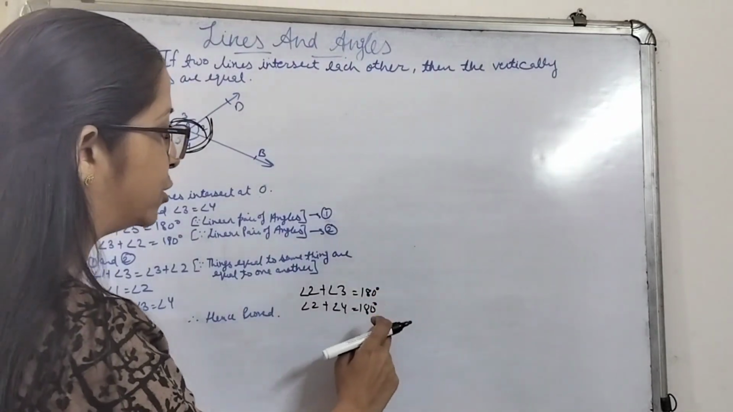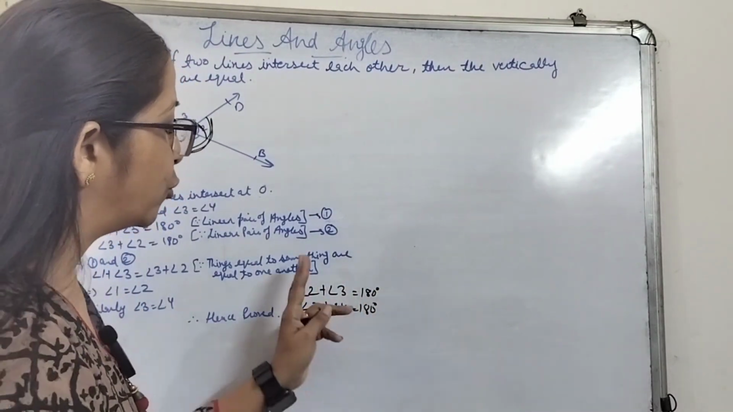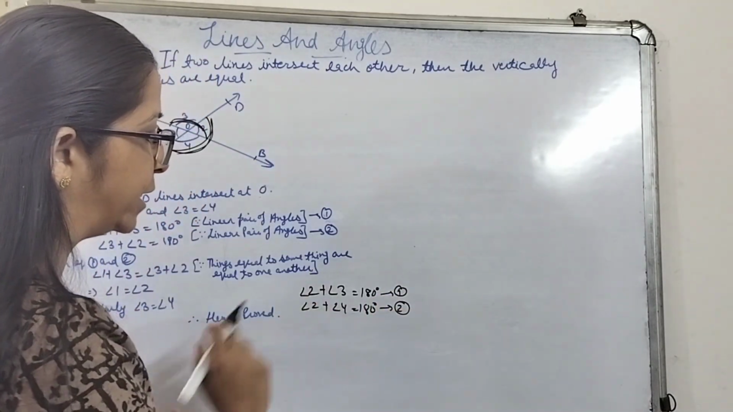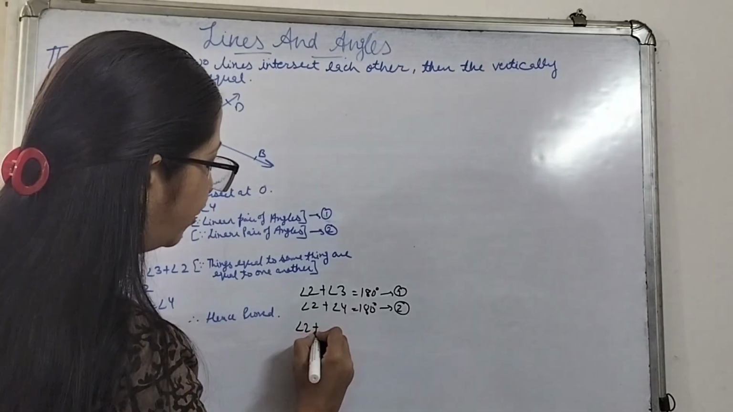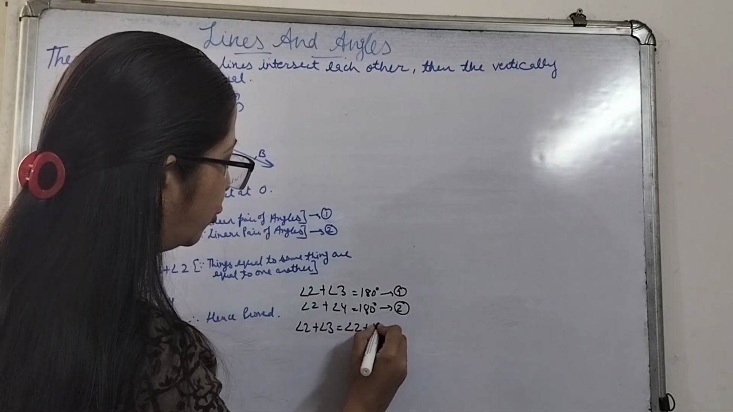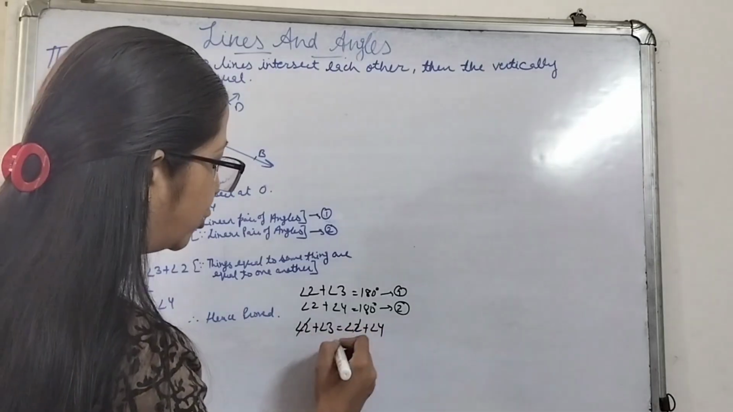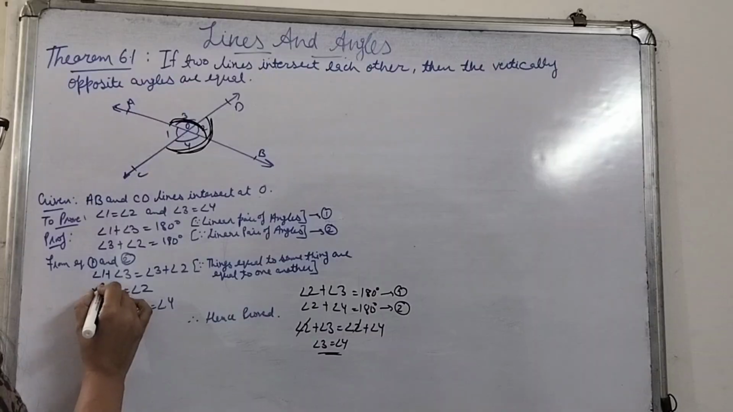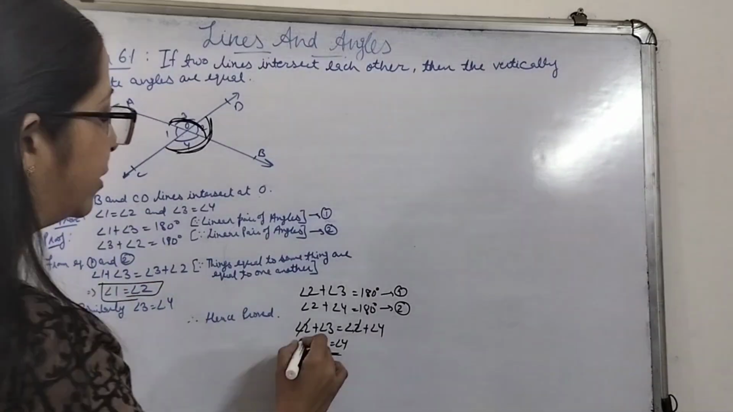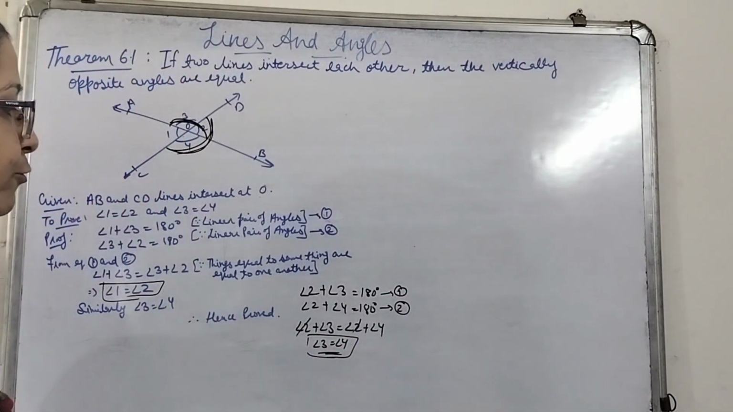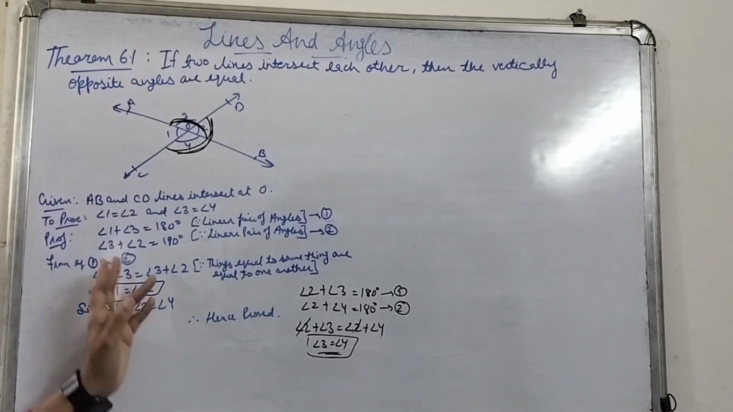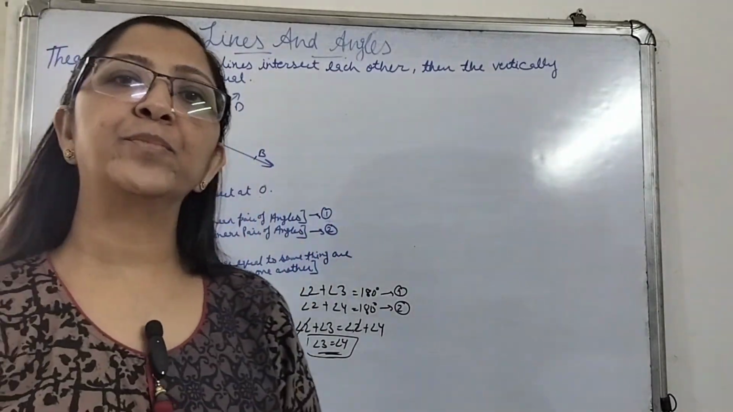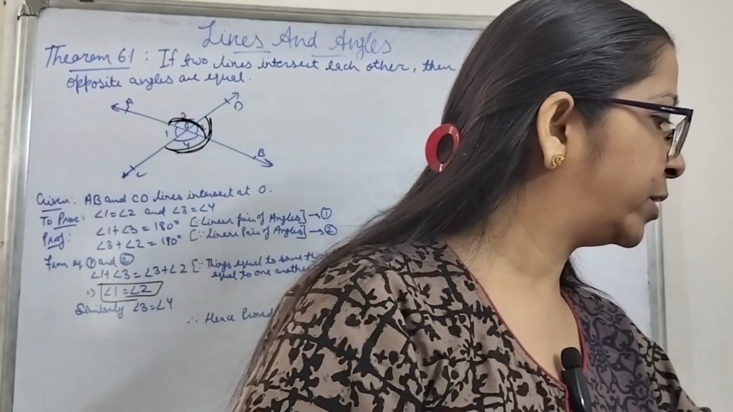Now we can see again in these two equations, the RHS part is the same. So we can equate these two equations. Suppose this is equation number 1, this is equation number 2. So angle 2 plus angle 3 will be equivalent to angle 2 plus angle 4. And both angle 2 cancel. Angle 3 will be equivalent to angle 4, and that was to be proved. So we have just now proved that angle 1 is equivalent to angle 2. Similarly, we have proved that angle 3 is equivalent to angle 4. So this is how we can prove that if two lines intersect each other, then the vertically opposite angles are equal. Now let's see some of the questions from the exercise.